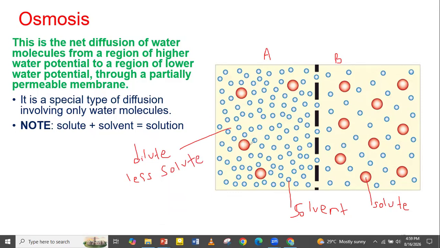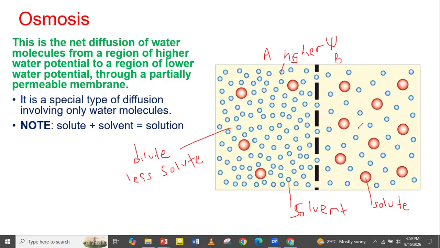So it has a low solute concentration. When you look at region B, it is concentrated because it has fewer water molecules and more solutes. So when it comes to osmosis, we are going to have net movement of water molecules from a region of higher water potential. Dilute solutions usually have a higher water potential. So we have a higher water potential here than on side B, because B has fewer water molecules.